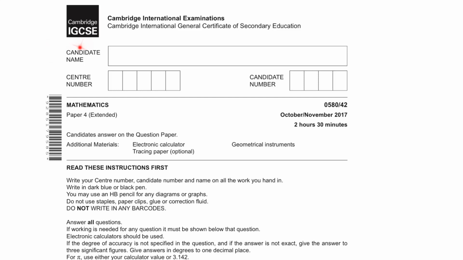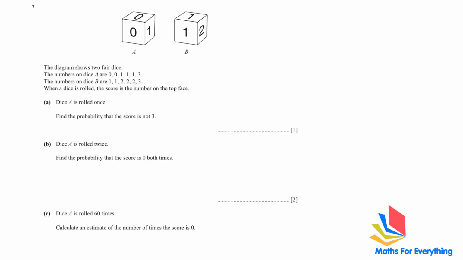We are going to solve Cambridge IGCSE Mathematics Paper 4 Extended, Variant 4 October-November 2017, question number 7 onwards. The first question is a probability question. We have been given two fair dice, A and B. The numbers on dice A are given and the numbers on dice B are given. When a dice is rolled, the score is the number on the top face.